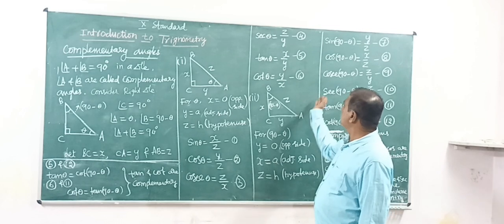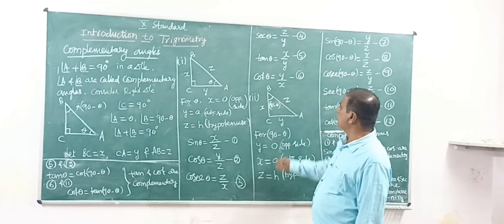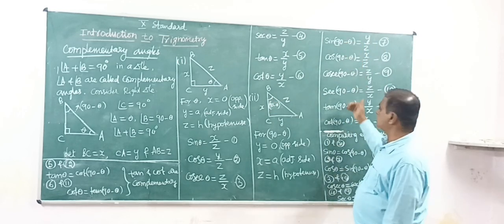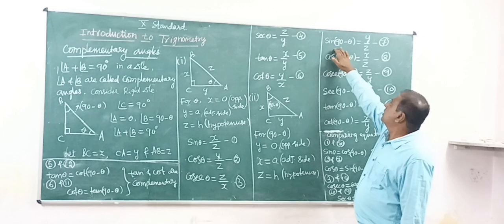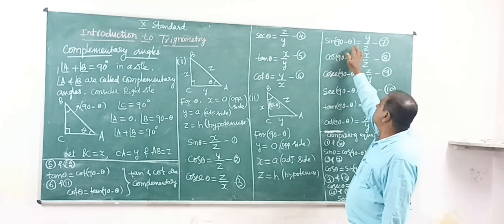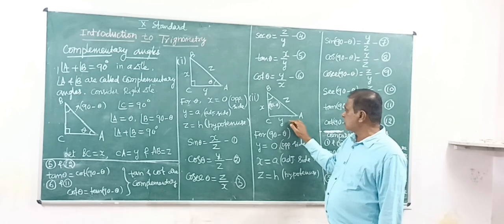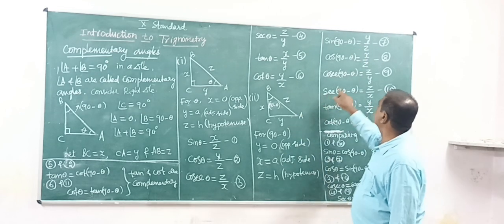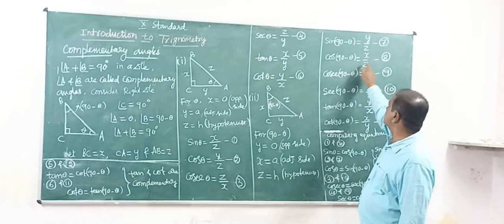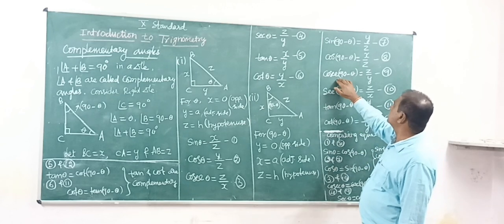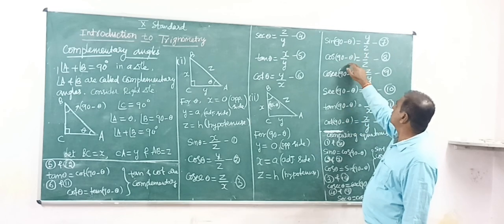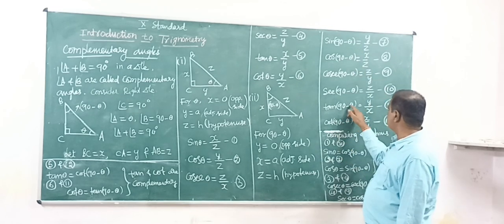Let us write the trigonometric ratios for this angle, which is 90 minus theta. Let us write all six trigonometric ratios. Sine of 90 minus theta, the same definition, is opposite by hypotenuse, y by z. Cos of 90 minus theta is adjacent by hypotenuse, x by z. The remaining ratios are the inverses of these. Tan of 90 minus theta is sine by cos, y by x. Cot of 90 minus theta, the inverse of this, is x by y.